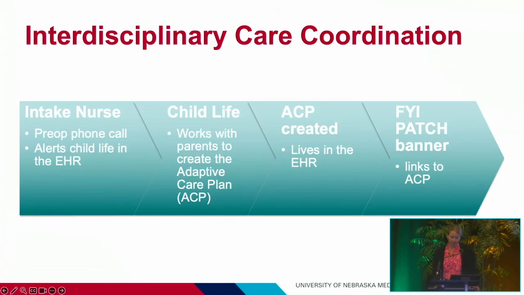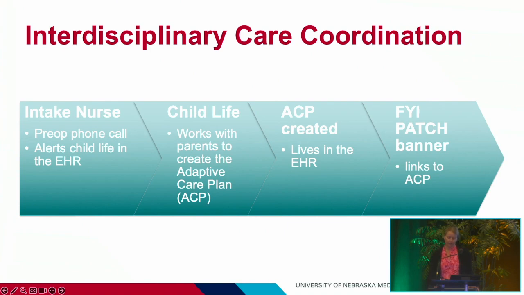So briefly, the program begins with identification of patients with a diagnosis of autism. This is often done by the intake nurses during the pre-op phone call. Once a patient is identified as having autism or suspected autism, it triggers an alert for Child Life in our electronic health record. And then Child Life really takes it from there. They work with parents to create the adaptive care plan. And then this lives in the electronic health record and is visible to all caregivers.